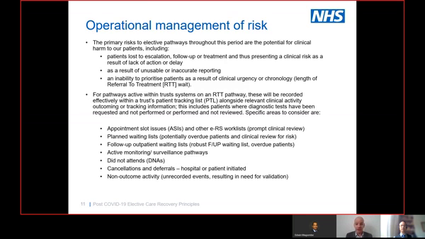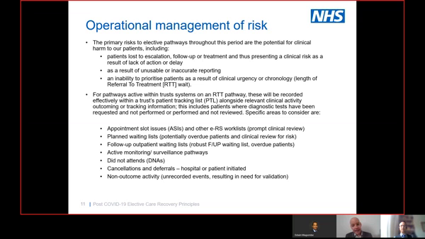As I mentioned earlier, the primary risk to elective pathways is the potential for clinical harm to our patients. This is including, but not limited to, patients lost to escalation, patients who may be lost to follow-ups, or patients who have been on the waiting list for such a long time that they incur clinical harm to themselves. Okay, so what are the main touch points that we need to consider in terms of operational management of risk?